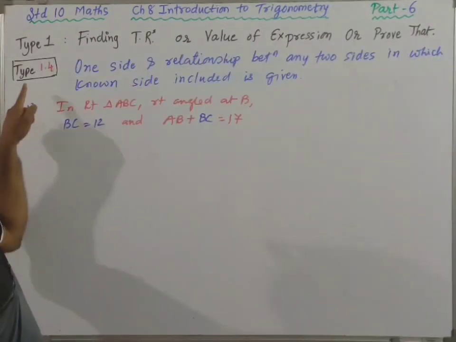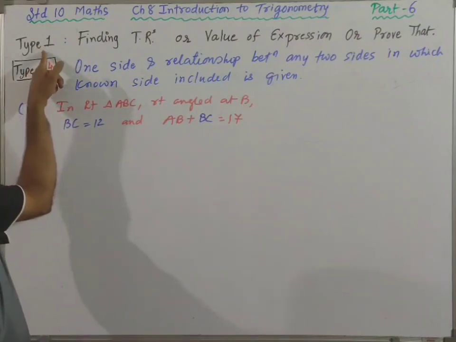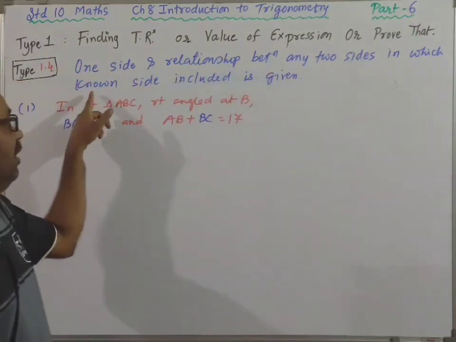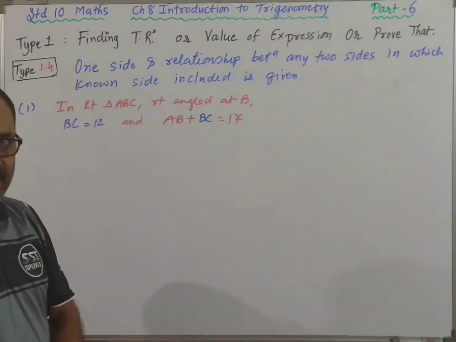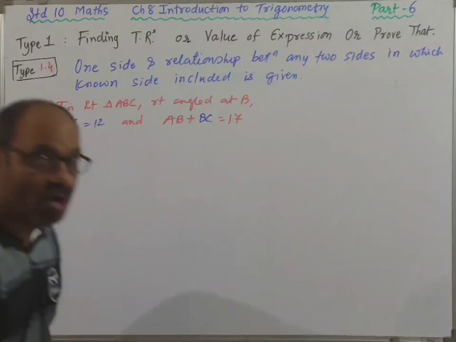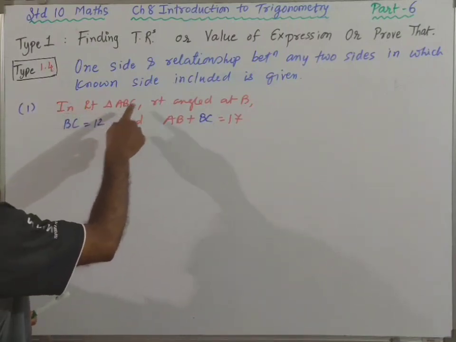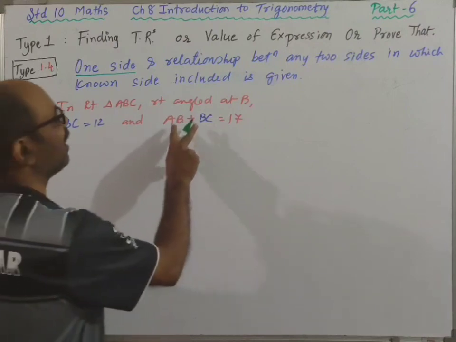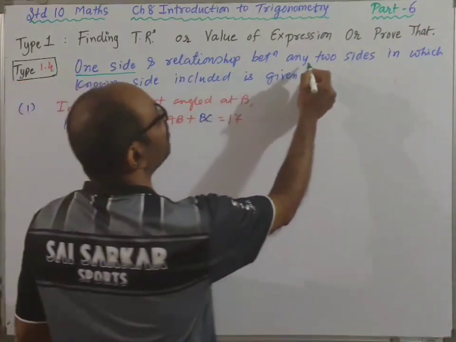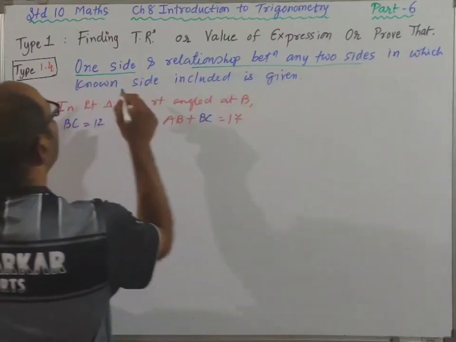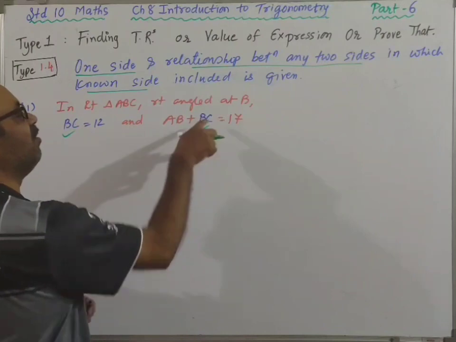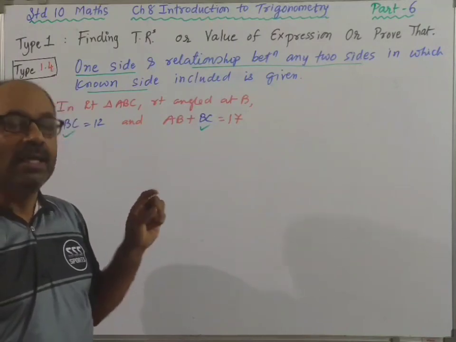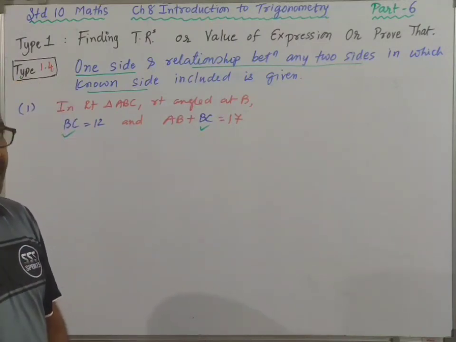So we move on to the next subtype, and that is 1.4. A subtype 1 here. Alright. Now one side and relationship between any two sides in which known side is included is given. Yes, this line I'll explain while I draw the figure. See, this is the detail given. In right triangle ABC, right angled at B, BC is 12. So that one side is given. And the relationship between two sides, in which known side is BC, that is involved. Relationship में जिस साइड की वैल्यू दी है, that is involved. Okay? इस situation में you have to find the trigonometric ratios.